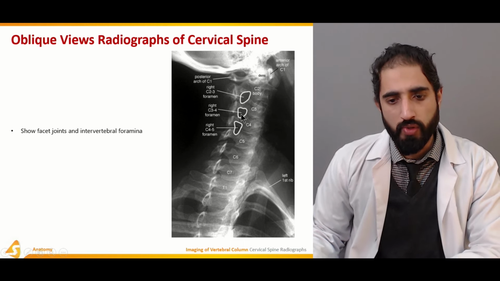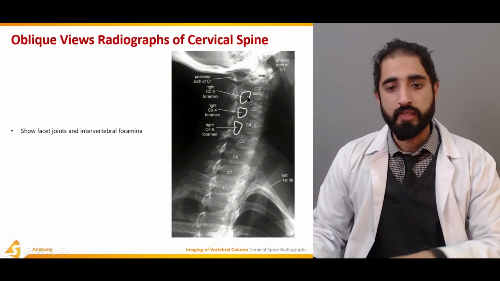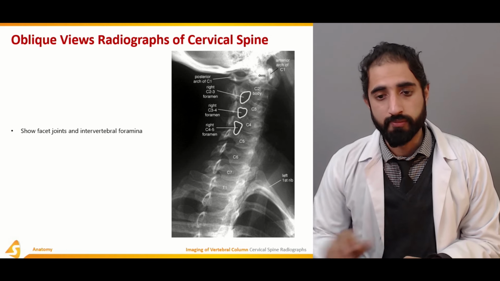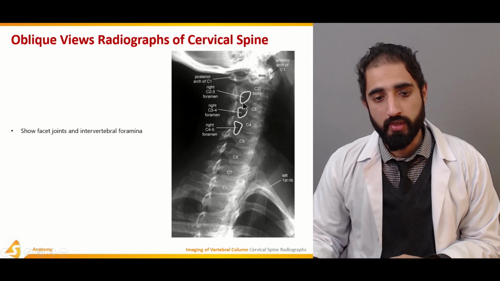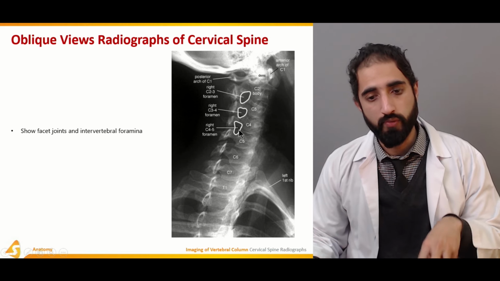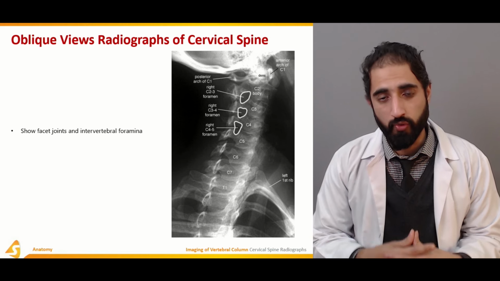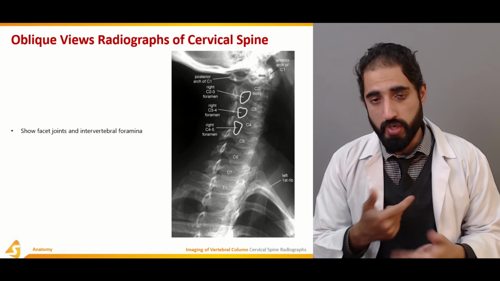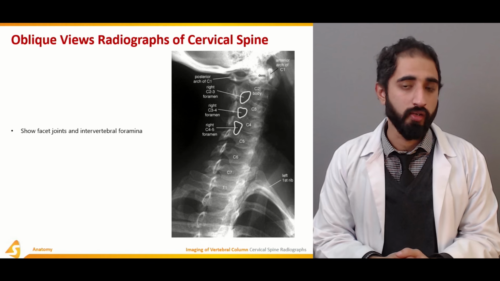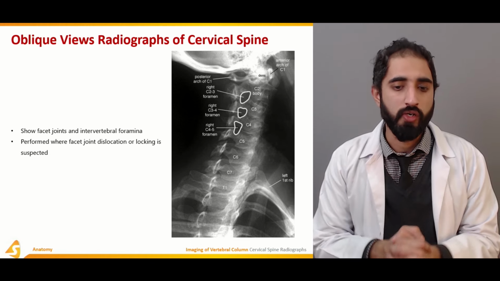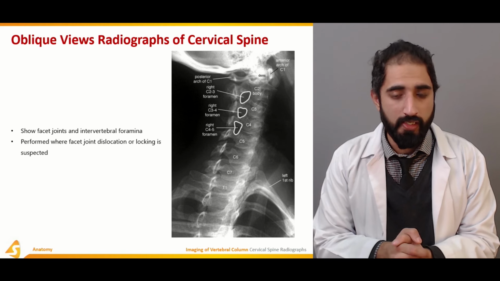So if you look at this radiograph here, we can look at the intervertebral foramina, and we can visualize how much space is there, and if there is narrowing of them, we can predict that there may be increased compression on the spinal nerve roots exiting from these foramina, and these are performed where facet joint dislocation or locking is suspected.